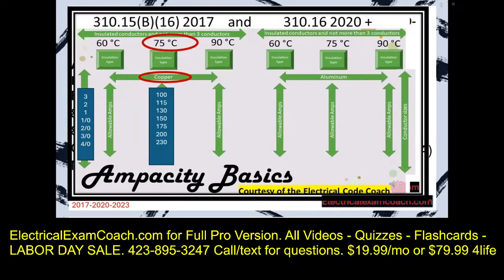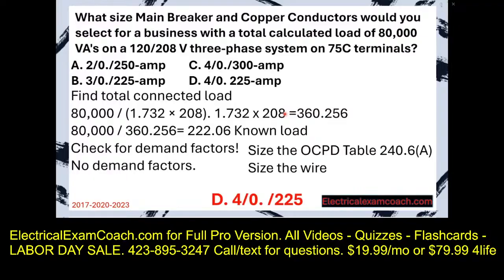Now we can size our wire. We head to our primary ampacity table. We're going to be on the copper side of the table in the 75 degree C column, and we need to go down and find a wire that covers 222 amps. In this case, we're going to select a 4-aught. When we put it on a 4-aught wire, we're going to select D, and we're all done.